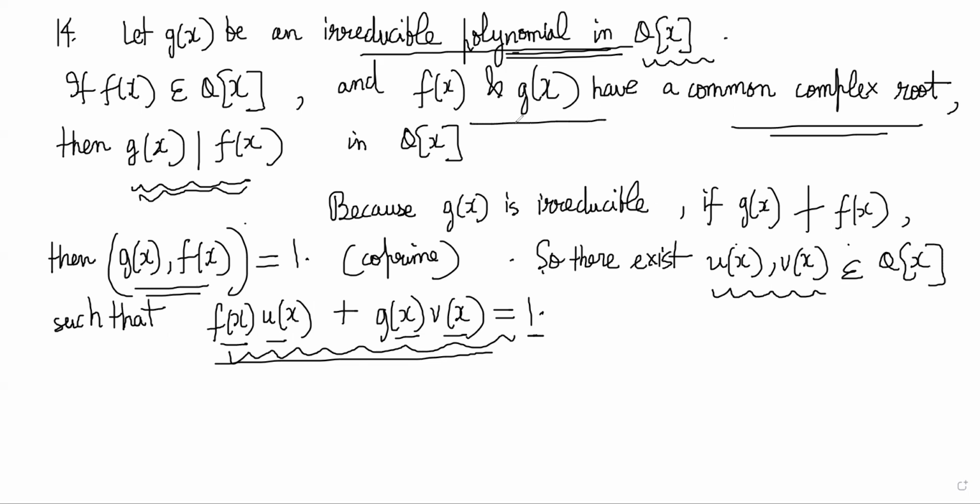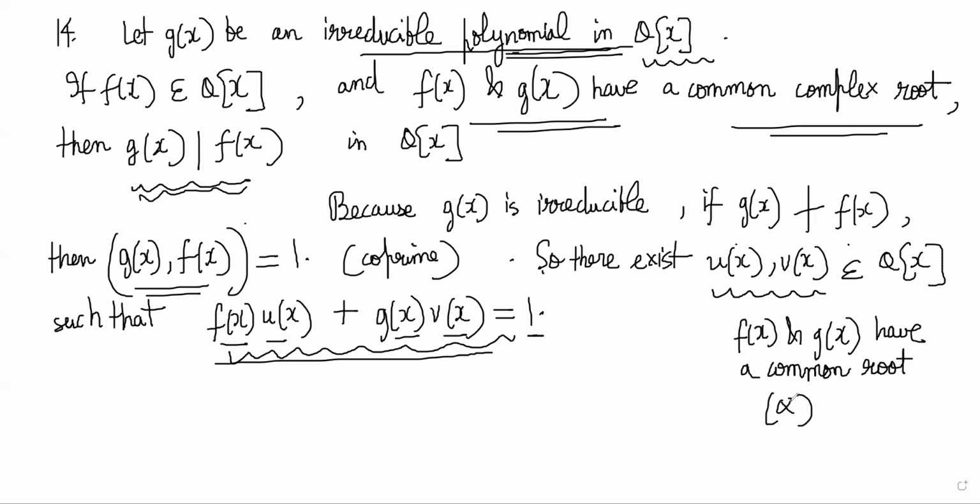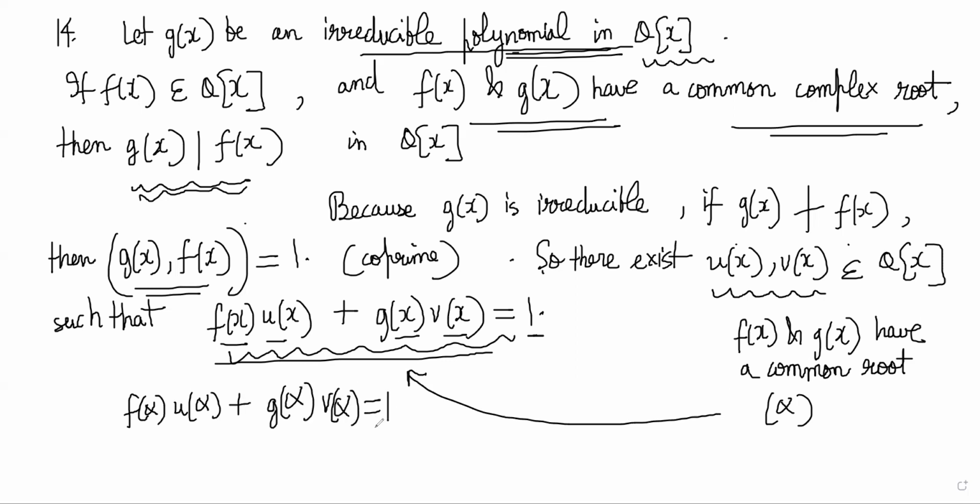But now the question has already said that f(x) and g(x) have a common root. So if they have a common root, let's say alpha, now you can say that if you substitute alpha in this, you'll get f(alpha)u(alpha) plus g(alpha)v(alpha) is equal to 1. But f(alpha) is 0 and g(alpha) is 0, so you're getting 0 equal to 1. So you're getting a contradiction here.